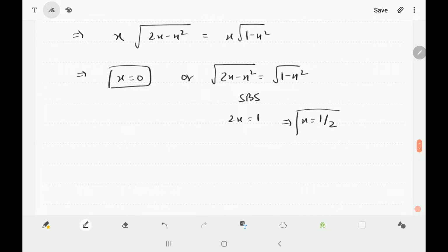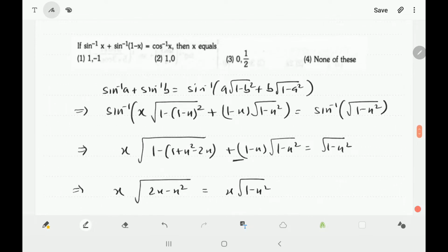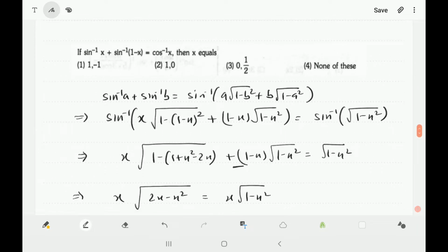Because we have not put the condition on the domain, we'll put these values in the parent equation and check whether they satisfy or not. Once I put x equal to 0 on the left hand side, sin inverse of 0 is 0, sin inverse of 1 is pi by 2, and on the right hand side cos inverse of 0 is pi by 2. Now at x equal to half, sin inverse half is 30 degrees, which is pi by 6, plus pi by 6, and cos inverse of half is 60 degrees, so it is pi by 3, which is also true. Hence the answer for this problem will be option C. I hope you are clear with this.